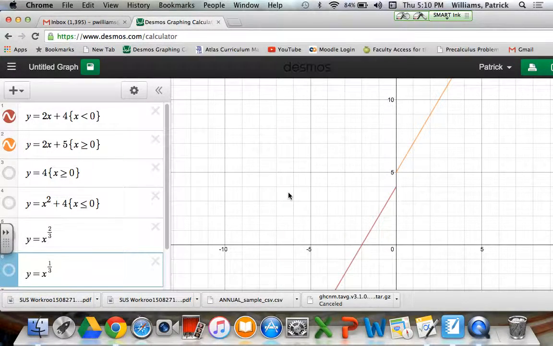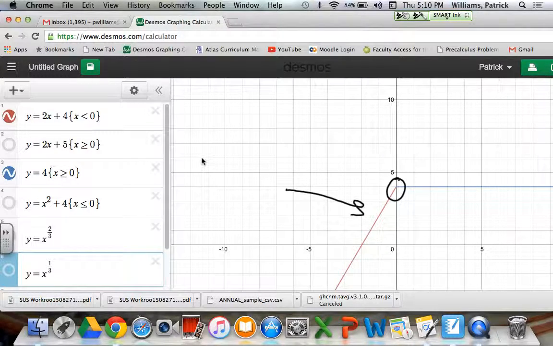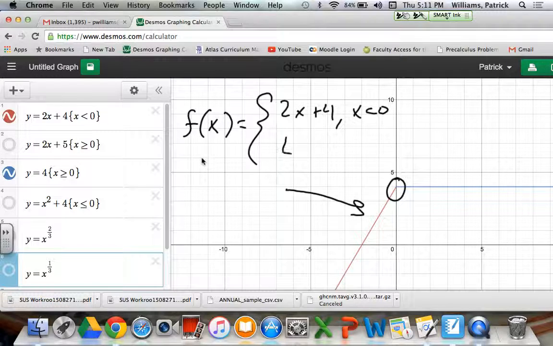So if we instead look at another example, let's add this one and take that out. So now we have a function that's continuous, okay? However, what we have right here is a corner at that particular point. If we want to rewrite this function, we would have f of x is equal to 2x plus 4 when x is less than 0, and 4 when x is greater than or equal to 0.